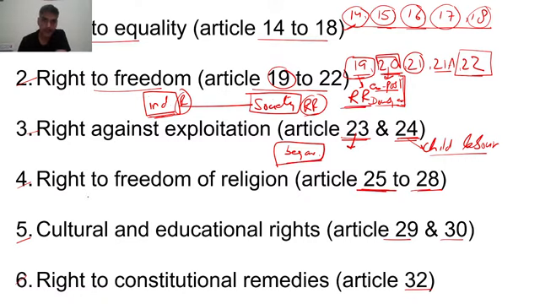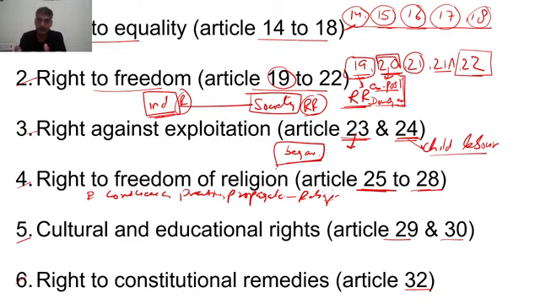Article 25 is providing freedom of conscience, and freedom to practice and propagate a religion of one's own choice. All these things are given by Article number 25. Now see, Indian secularism means that all must have equality of opportunity.